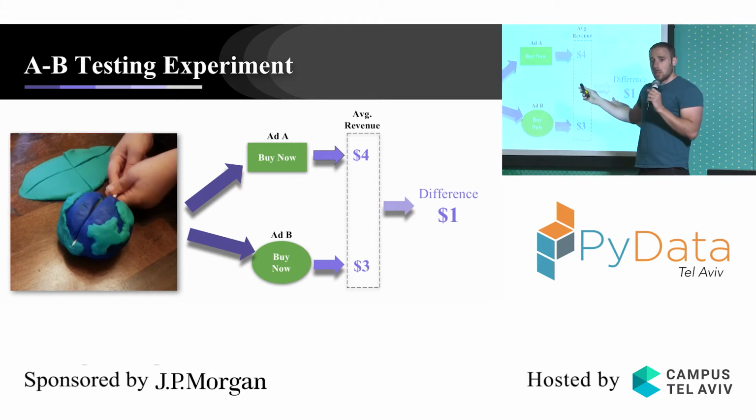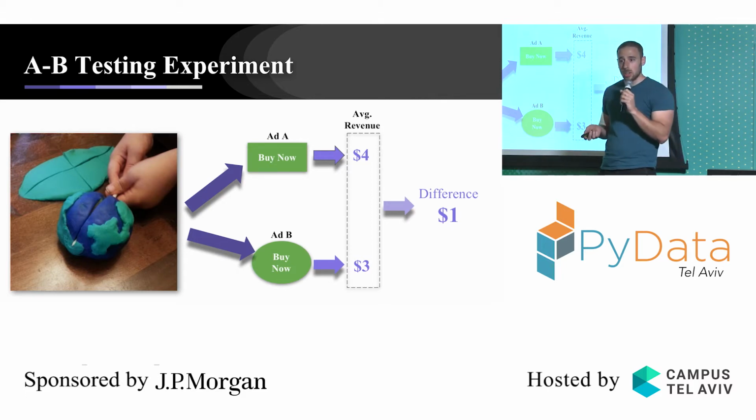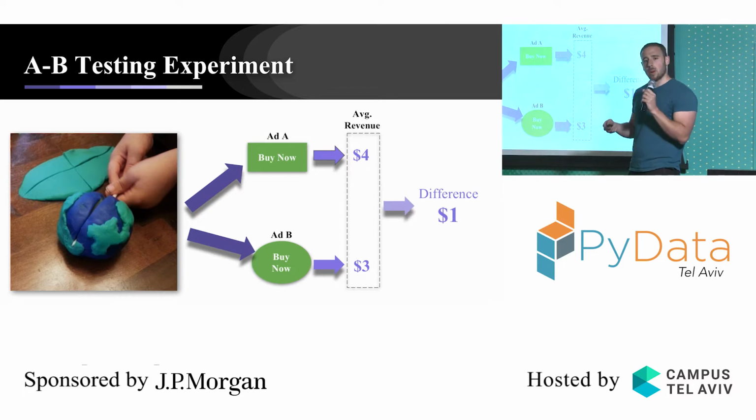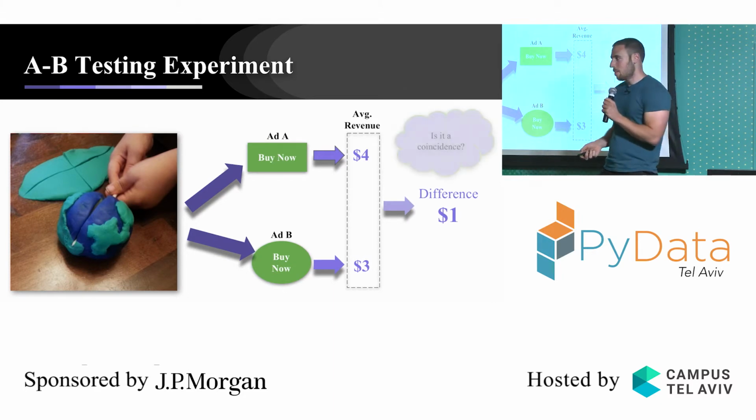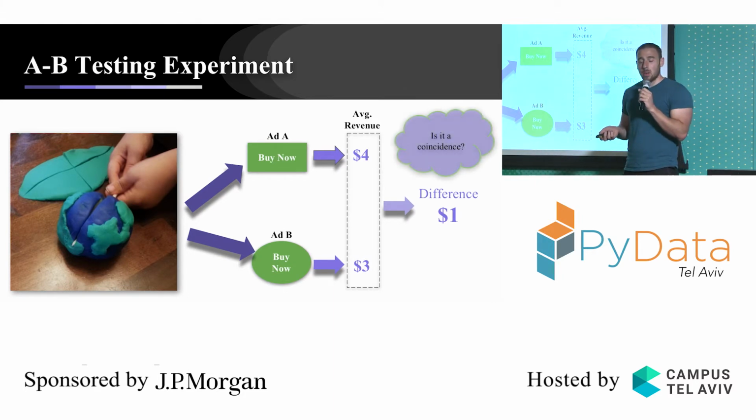Okay. So after we split our data into two identical buckets, each bucket, this will be bucket A from now on, will get one version of the ad. And then we'll run it for a while. After a while, we can calculate the average revenue for each bucket. For example, for the rectangular ad, we got $4 on average, and for the circular ad, we got $3. But maybe it's a coincidence, maybe we didn't have enough data. So this is where the statistical part of the A/B testing experiment design comes into play.